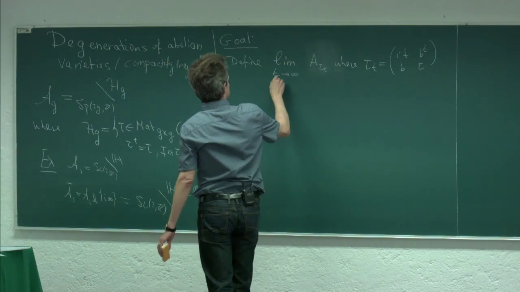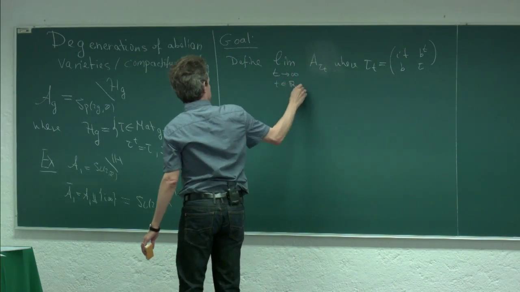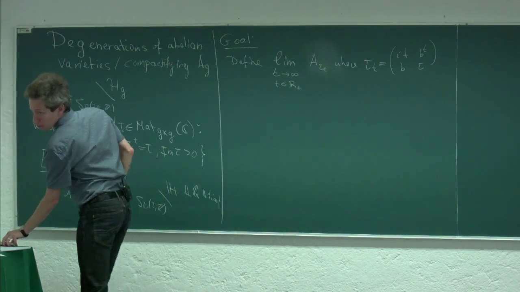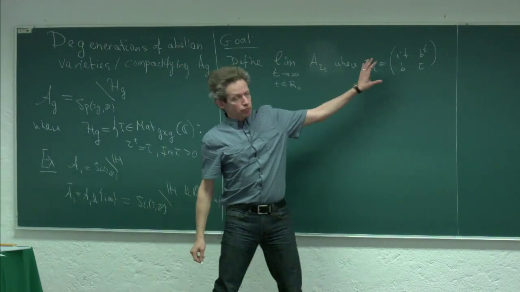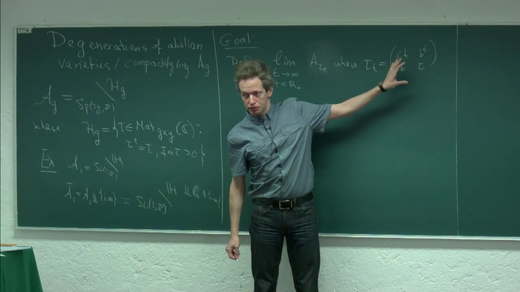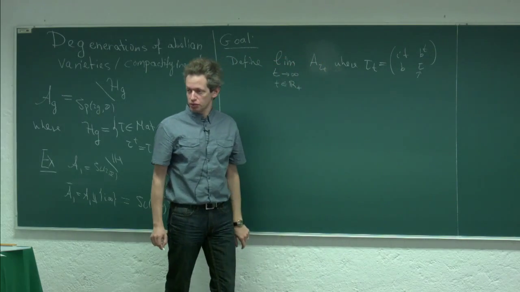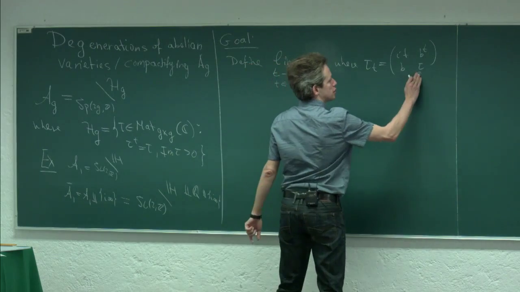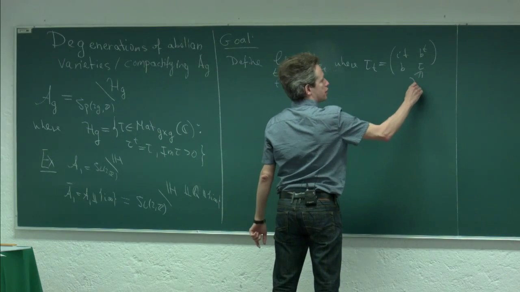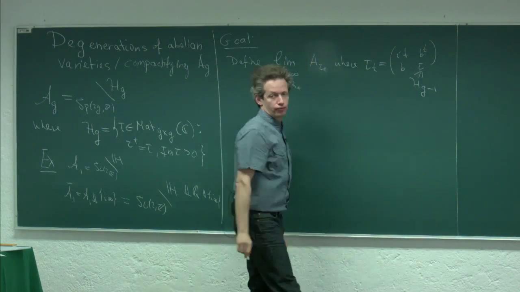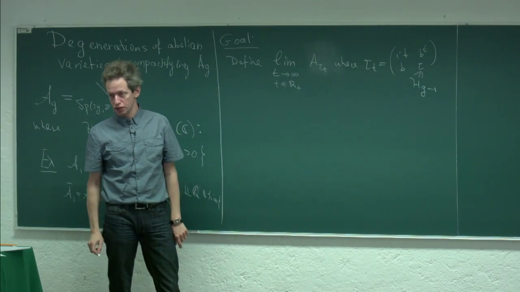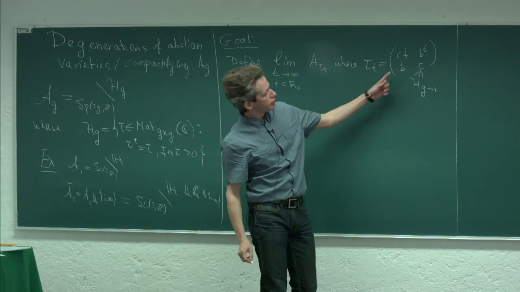Okay, t less than r plus. Okay, so I have written a G by G period matrix. This is one number. So this guy here is a G minus 1 by G minus 1 matrix. And you can check that it has to lie in the Siegel space of dimension 1 less.